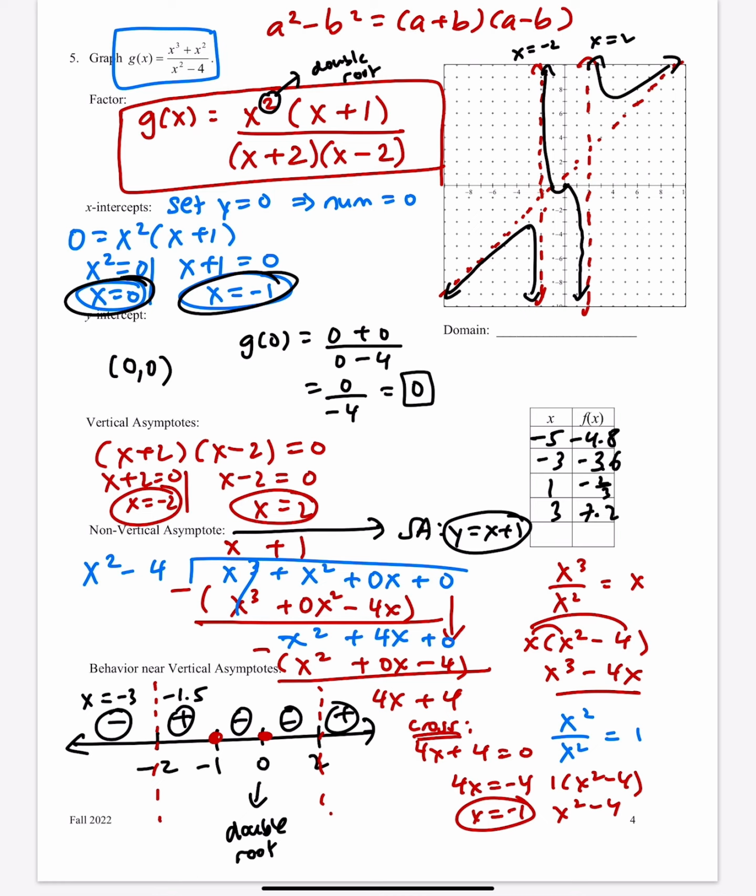So you see how when I plug in -5, I get a negative, right? -4.8. If I plug in -3, I get -3.6, right? When I plug in 1, it's like -2/3, so it's negative. If I plug in 3, it was like 7.2, so I was actually kind of close. 7.2 is like right there-ish. All right, and we are done.